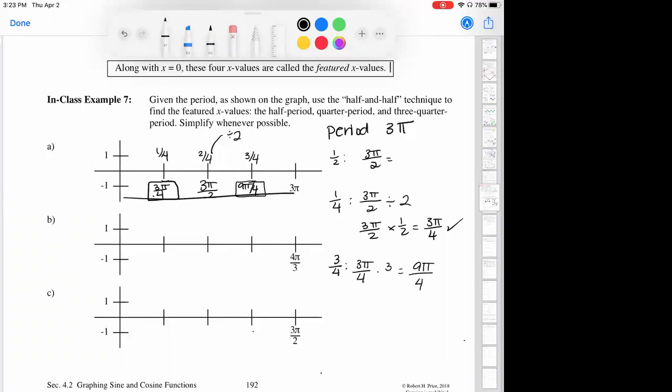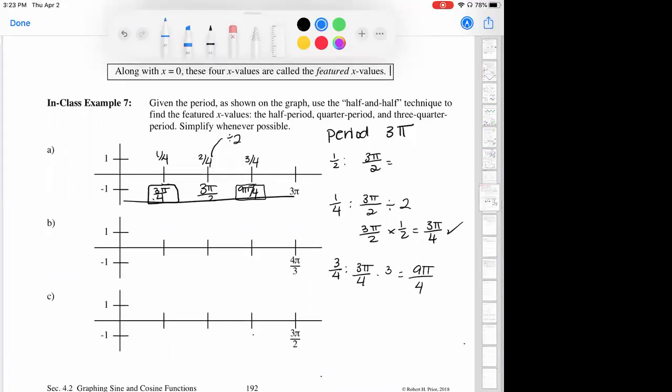So that's how we can go ahead and find these special values, because this will help us find a cycle, right? Because a cycle, if we start at 0, we find our maximum, we find our minimum, our 0, we find our minimum, and we find our way back to our 0. So we only need those special points to graph one cycle. And if it wants more than one cycle, then I can always repeat those same points over and over again.